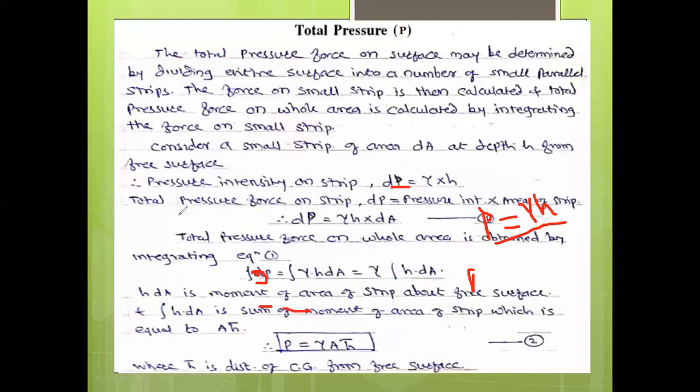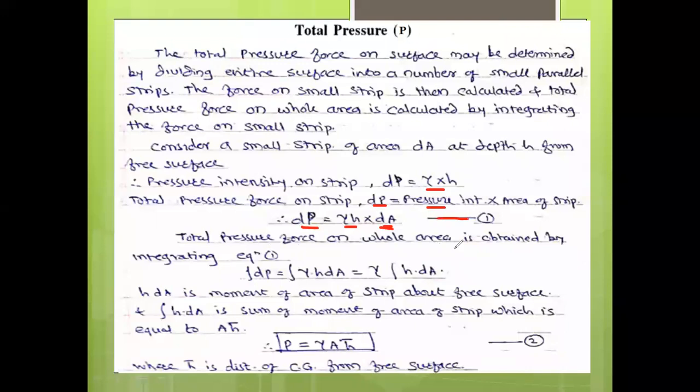Okay, total pressure force on the strip, total pressure force जर काढत असेल तर काय करावं लागेल? This dP is equal to pressure intensity into area of the strip. त्याला स्ट्रीपच्या एरियाने मल्टिप्लाय करावं लागेल प्रेशर इंटेन्सिटीला to get the pressure force. So this pressure force dP is equal to, pressure intensity is nothing but gamma h. So dP is equal to gamma h into dA, where dA is the area of the strip. Now this is our equation number 1.